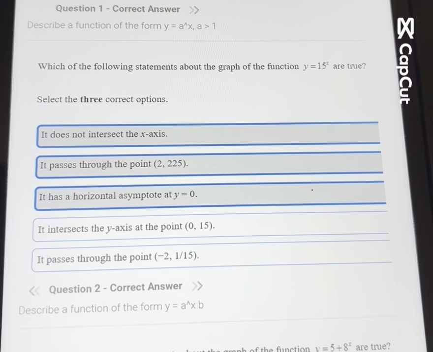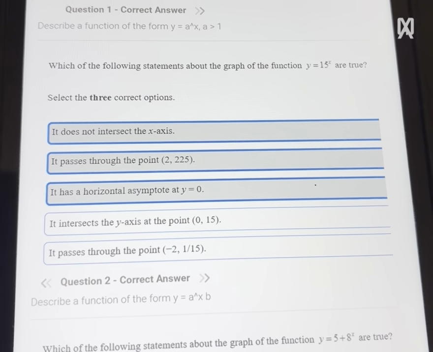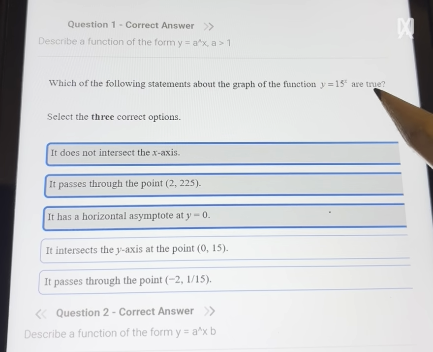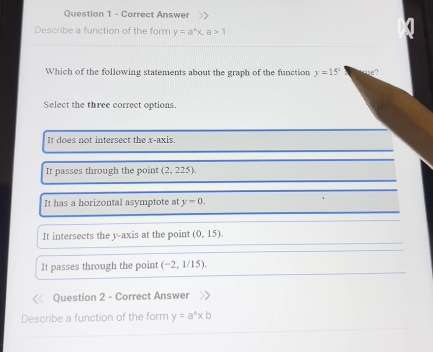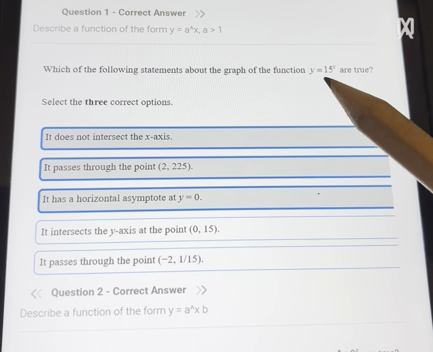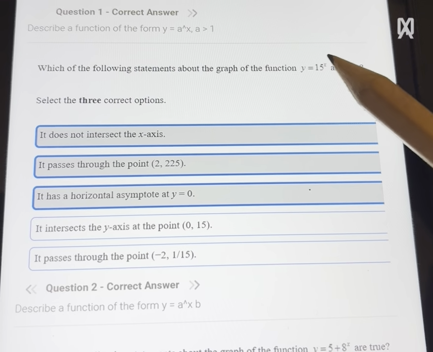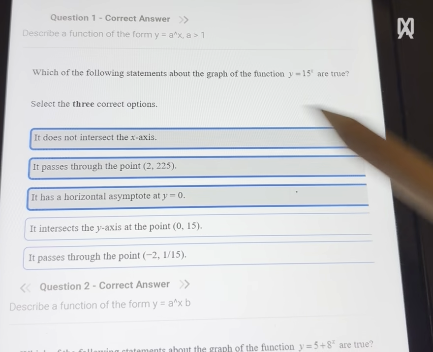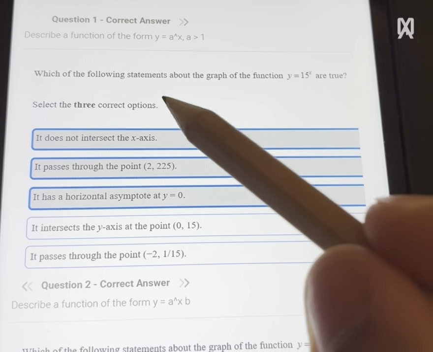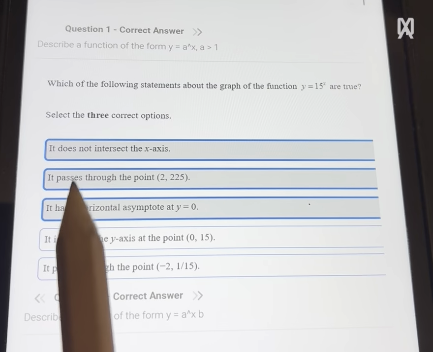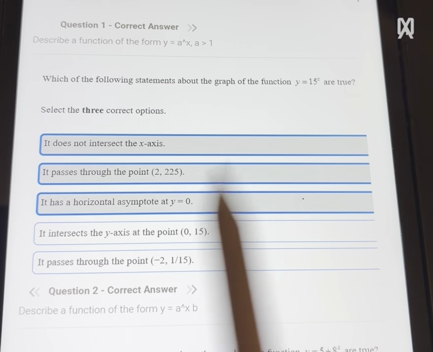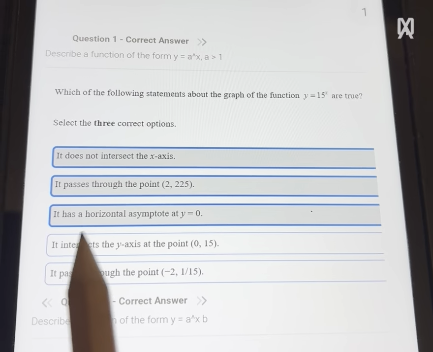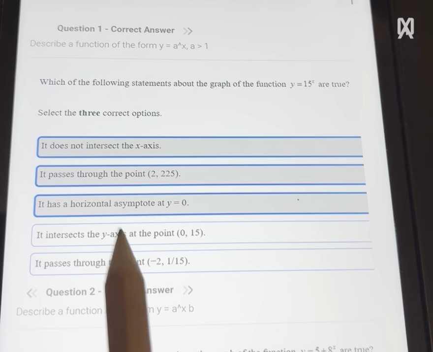Weekly practice question 1. Which of the following statements about the graph y is equal to 15 to the power of x? This is an exponential function. When x is a very small number, when x is negative, this will be a very small number, but it will never be 0. So the x-axis is my horizontal asymptote, so it does not intersect the x-axis. This is correct because the horizontal asymptote is y is equal to 0, or the x-axis, so it never touches the x-axis. So these two are correct.